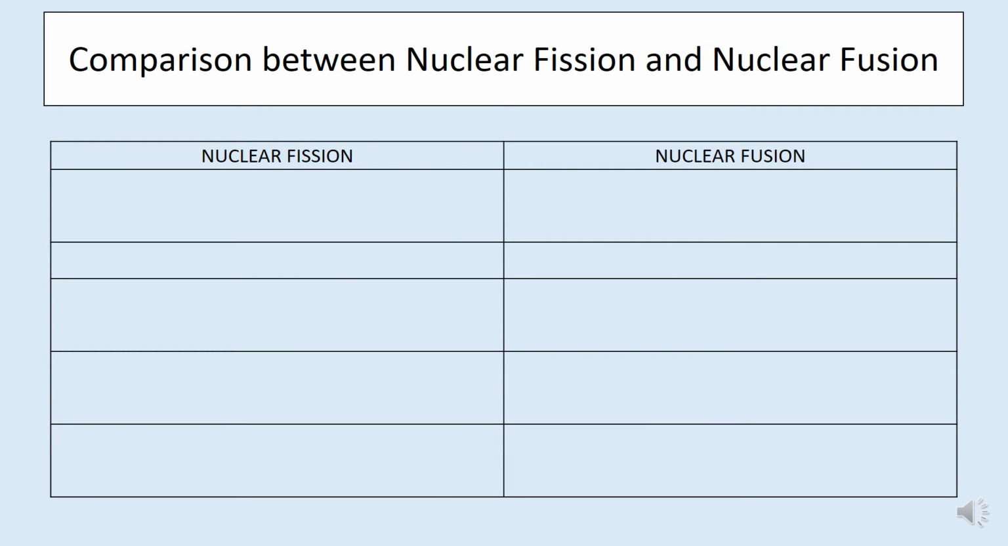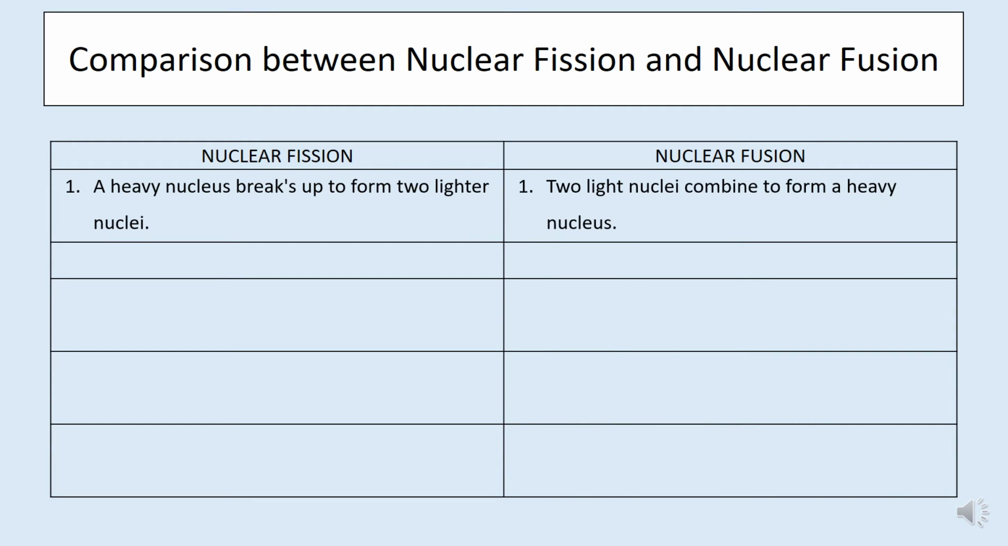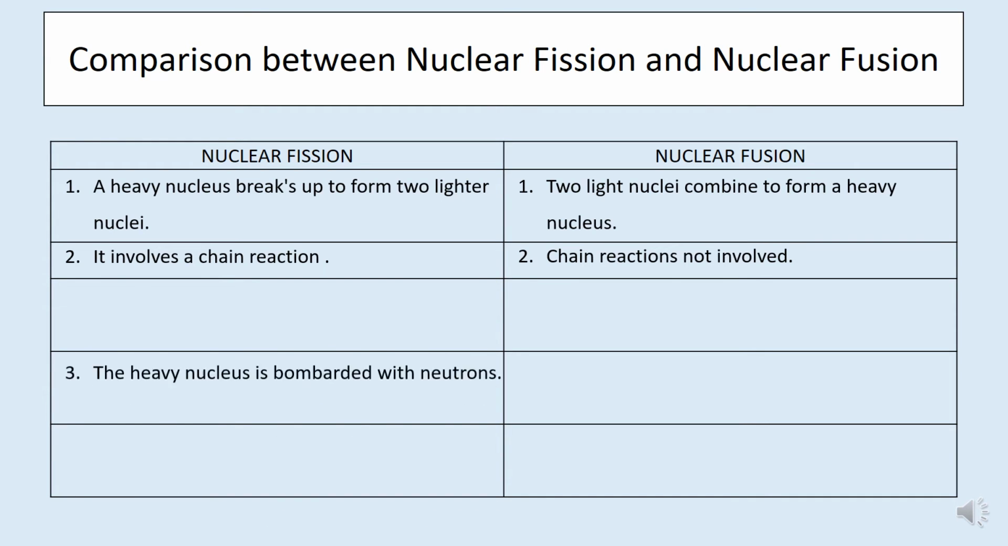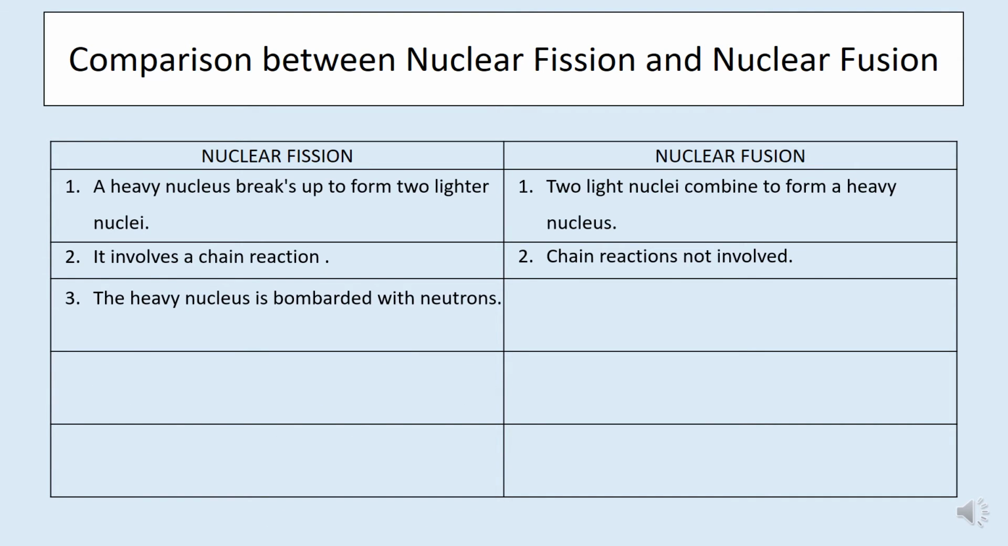Here are some comparisons between nuclear fission and nuclear fusion. Number 1. In nuclear fission, a heavy nucleus breaks up to form two lighter nuclei, while in nuclear fusion, two light nuclei combine to form a heavy nucleus. Number 2. Nuclear fission involves a chain reaction, while in nuclear fusion, chain reaction is not involved. Number 3. In nuclear fission, the heavy nucleus is bombarded with neutrons, while in nuclear fusion, light nuclei are heated to an extremely high temperature.